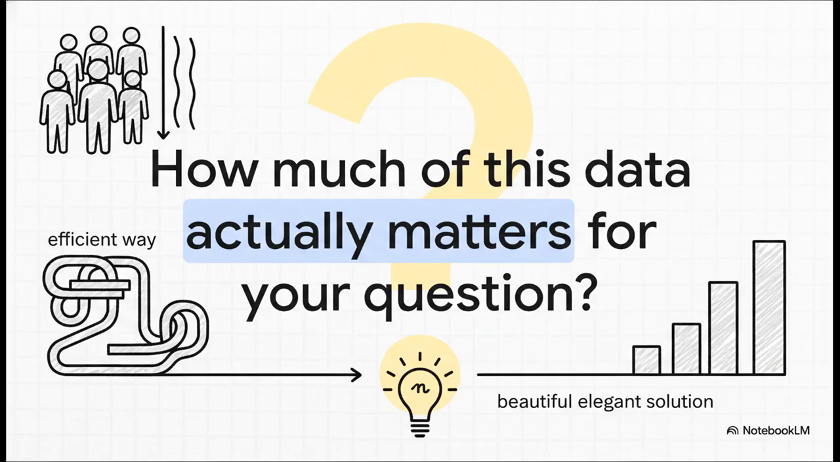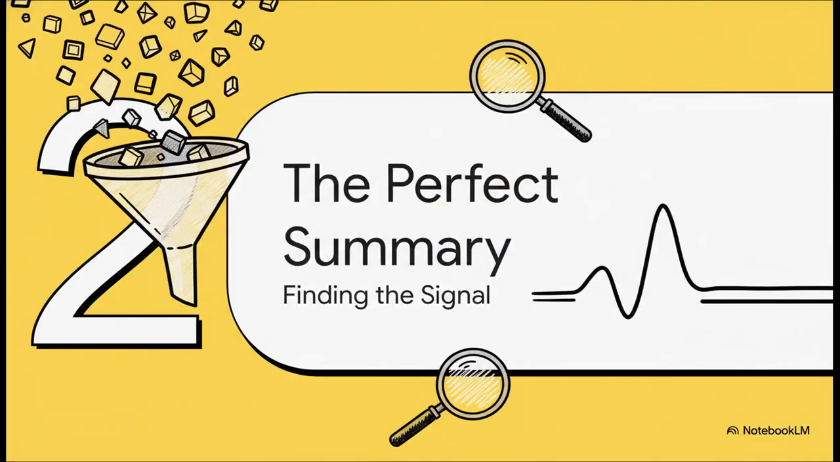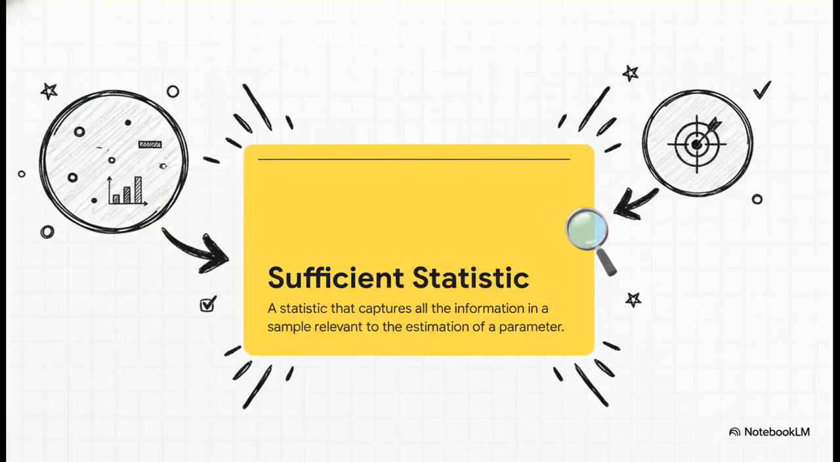This is the exact problem that leads us to a really beautiful solution. And that solution, that elegant answer to being swamped with data, is what we're calling the perfect summary. Now, the official name for this is a sufficient statistic. All it is, is a single value, or maybe a couple of values, that holds every last drop of information your data has about the one thing you're trying to measure, what statisticians call a parameter.